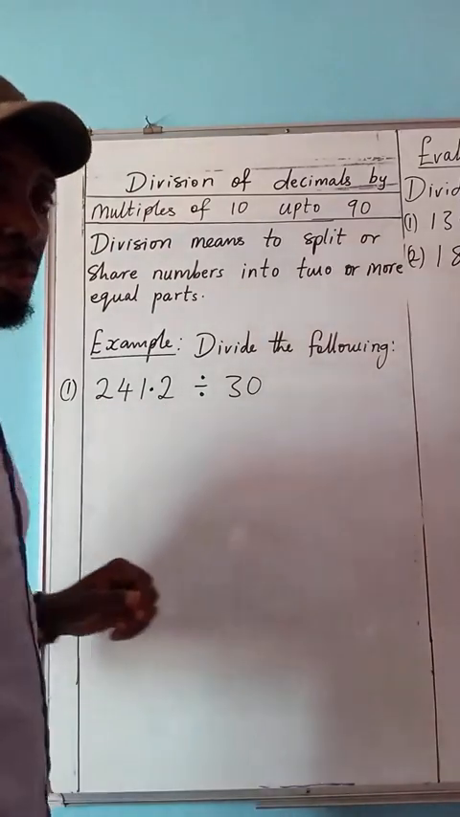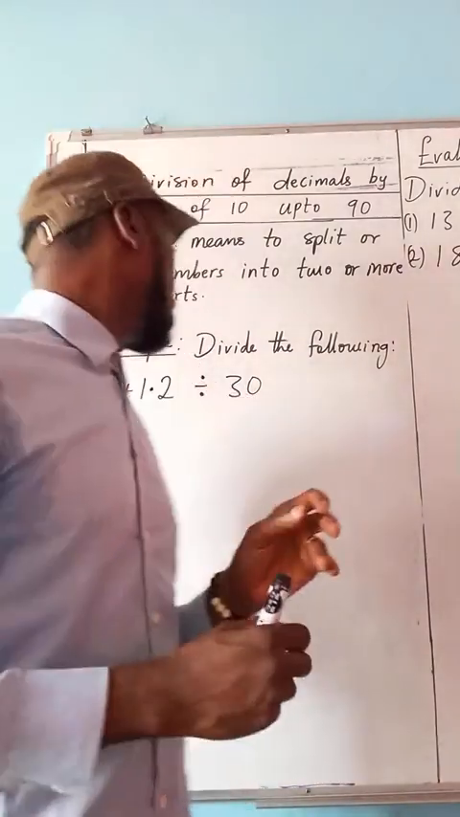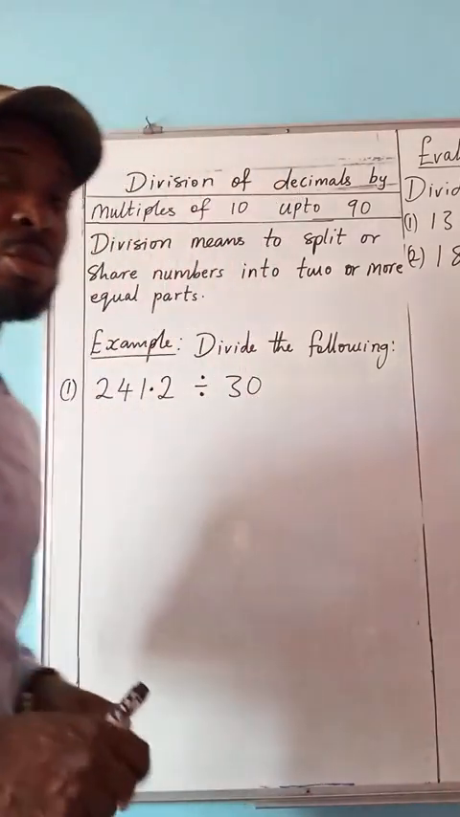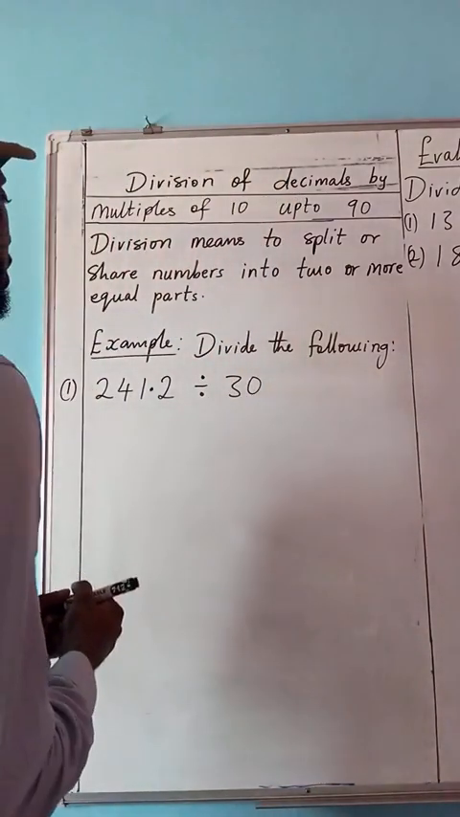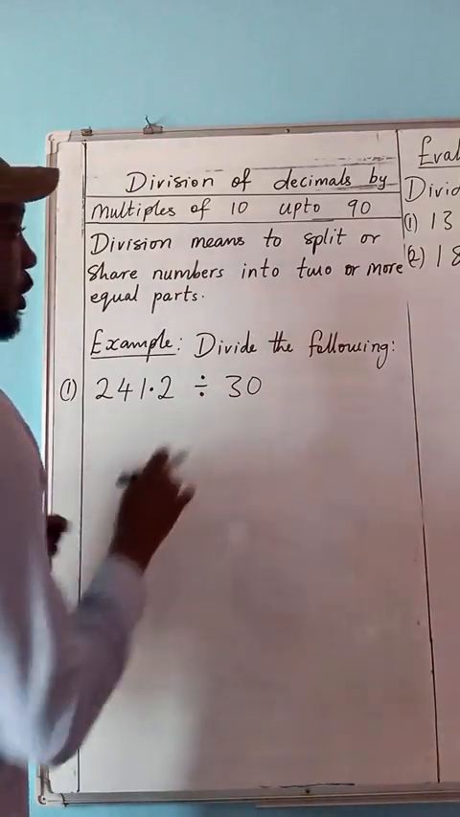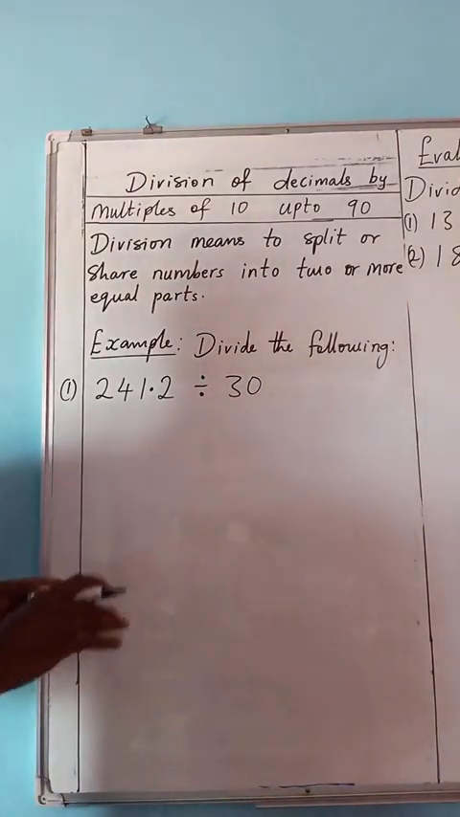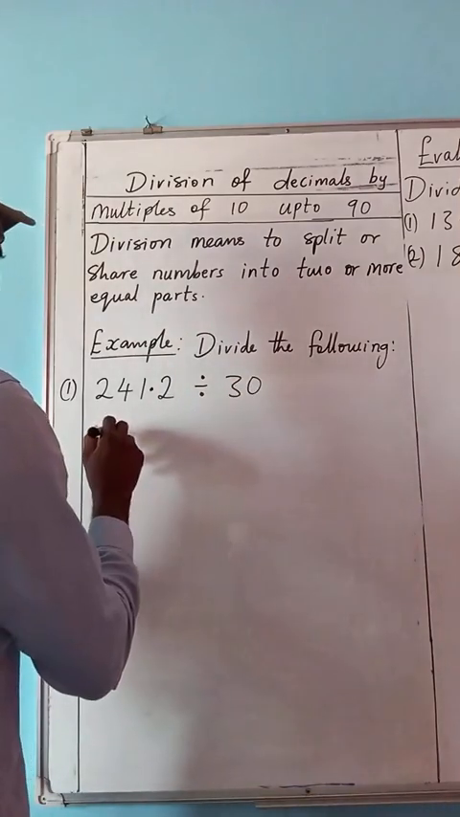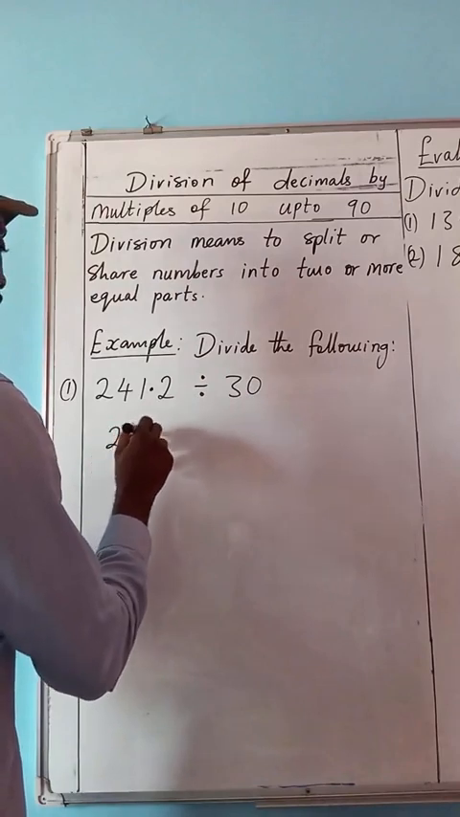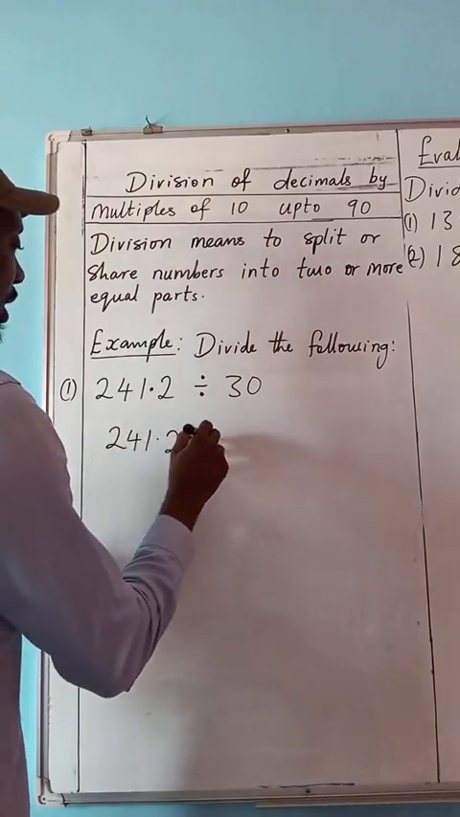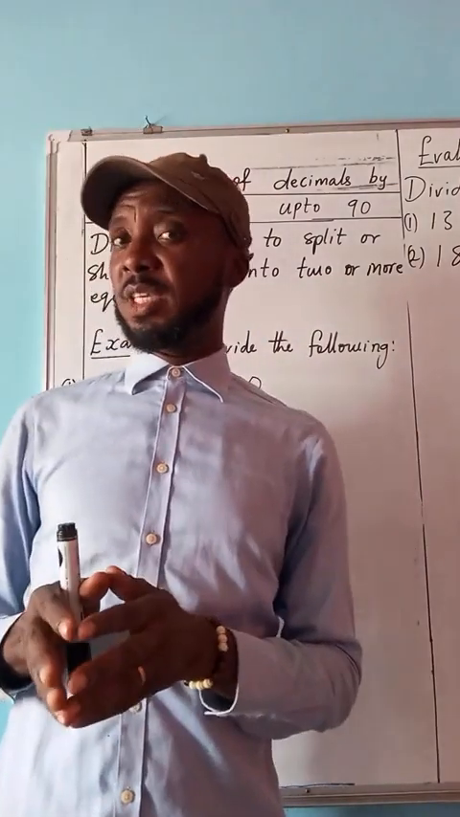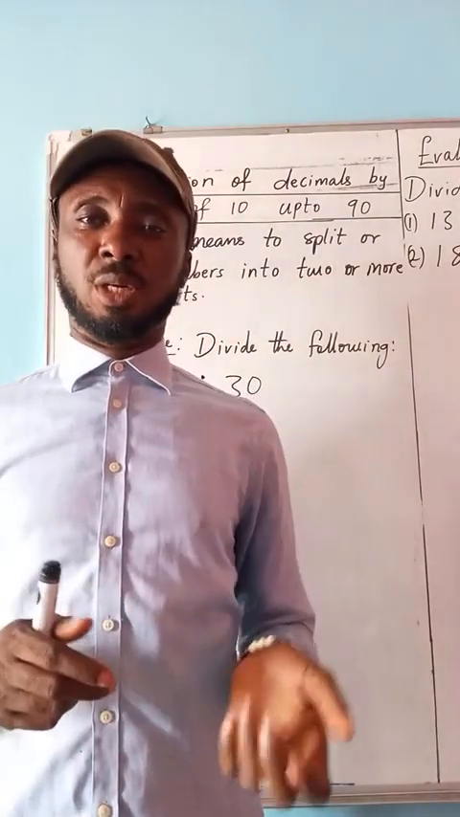241.2 divided by 30. Now, what do we do when we want to divide this? What we have to do is expand this to the multiples of 10. What number do I multiply, multiples of 10, to give me 30?